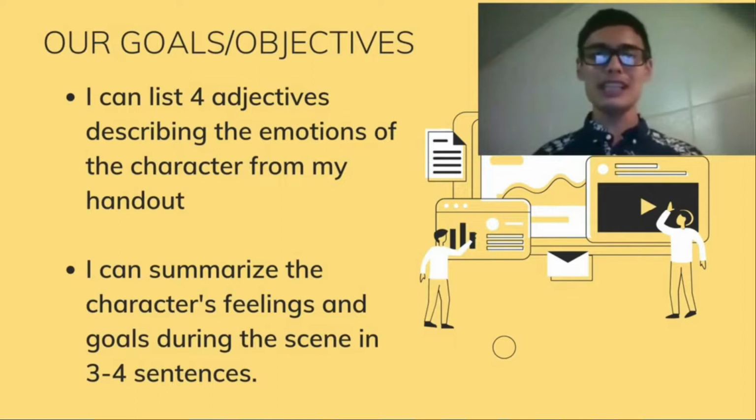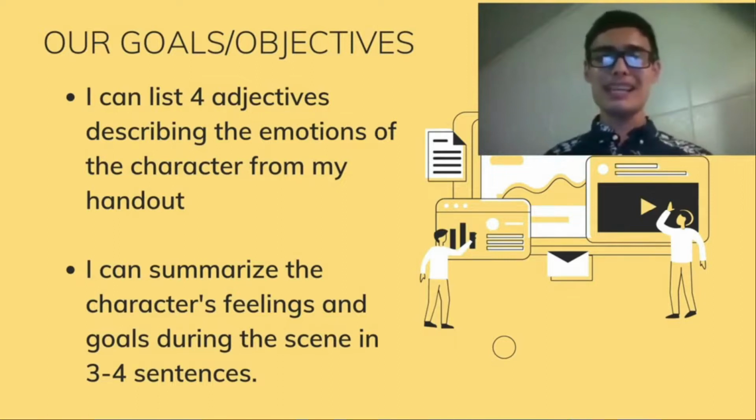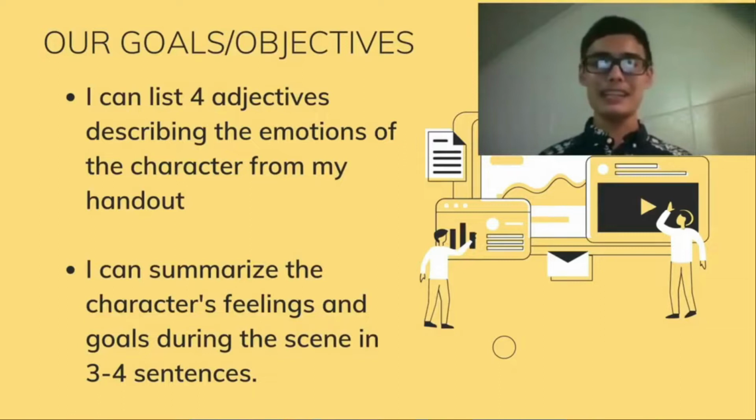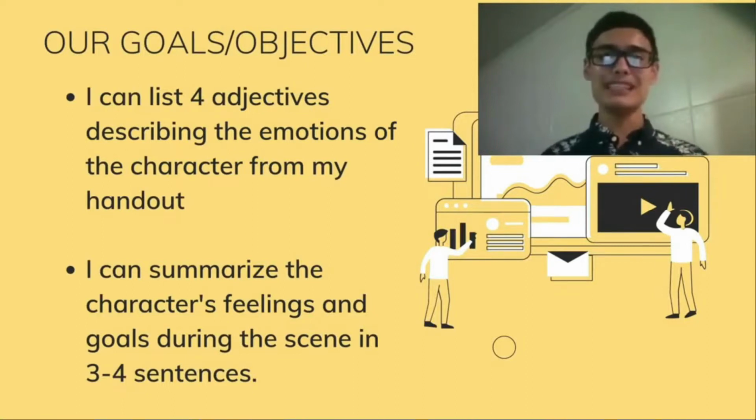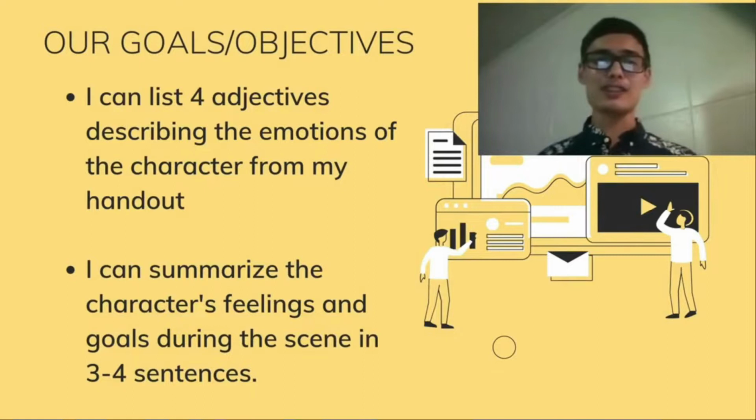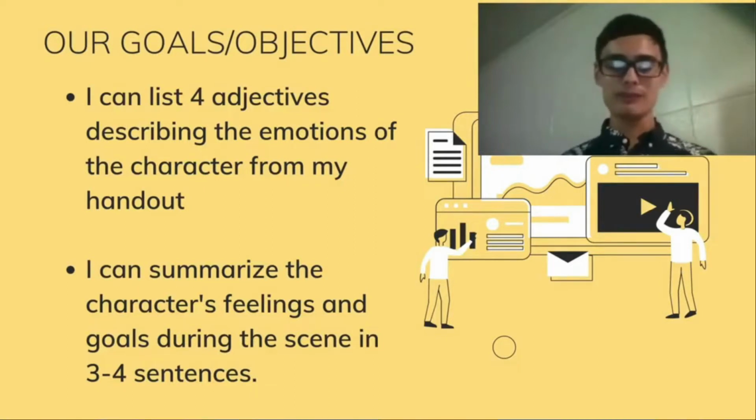So our goals for this lesson are as follows. 1. You want to be able to list 4 adjectives to describe the feelings of the characters we read about on our handouts. That's the one in the description. And 2. you want to be able to make a summary, based on the adjectives you wrote, with 3 or 4 sentences about your character's emotions and goals.